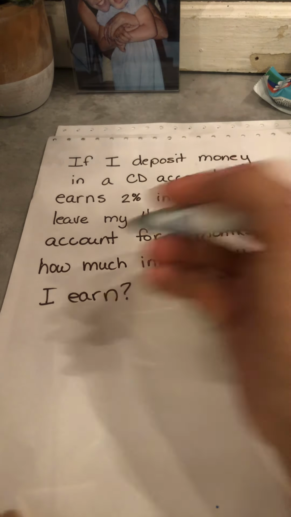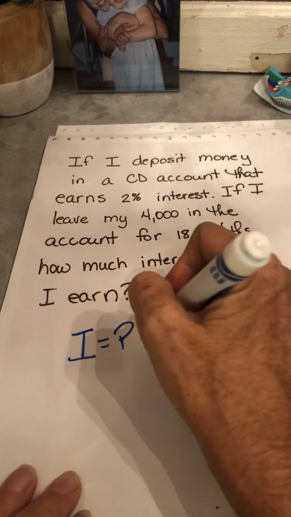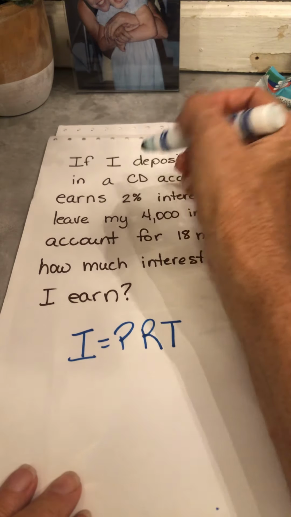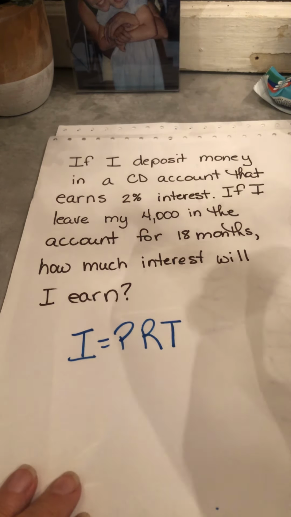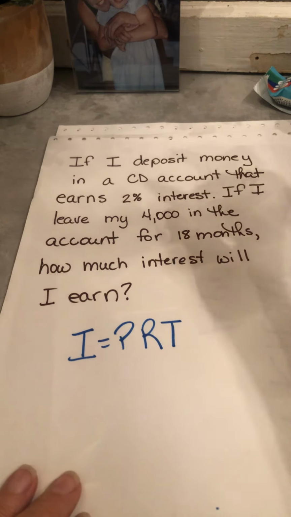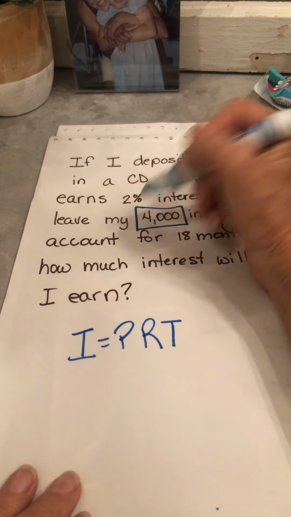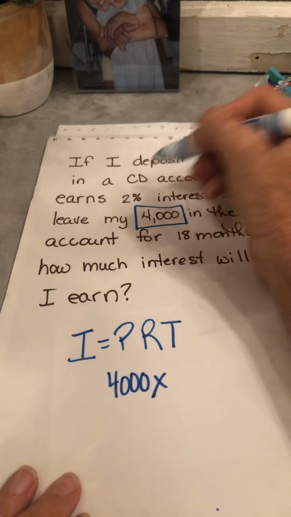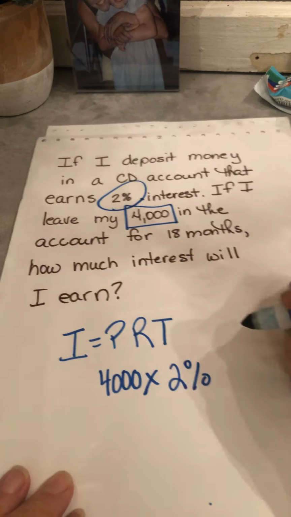Okay, so I hope you wrote interest equals principal times rate times time. If I deposit money, this is where you're depositing money. This is where you're going to make interest. On my other one, I owed interest. Here I'm going to actually make more money. So the amount I deposited, my principal, is $4,000. My rate is the percent I'm going to get on this, 2%.